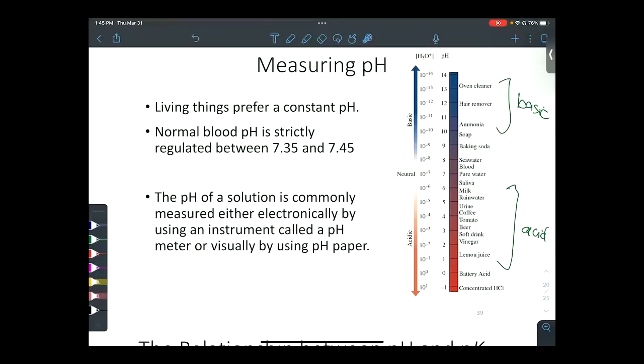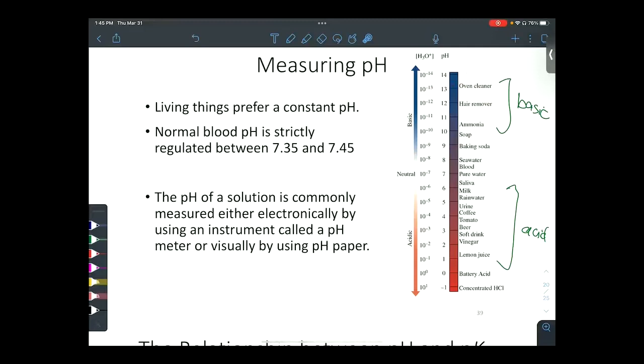Oh, it's right here. Look, blood is 7.35. What did I say? Dang it. It was right there. You're probably all laughing at me. Apparently I don't read my slides.